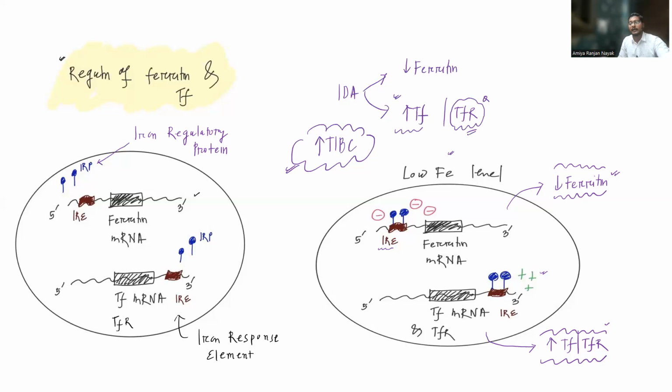This is how, at the cellular level, ferritin and transferrins are regulated. And the exact opposite thing happens whenever there is a high iron level. Whenever you have a high iron level inside the cell, the ferritins will increase and the transferrin and transferrin receptors will be reduced.